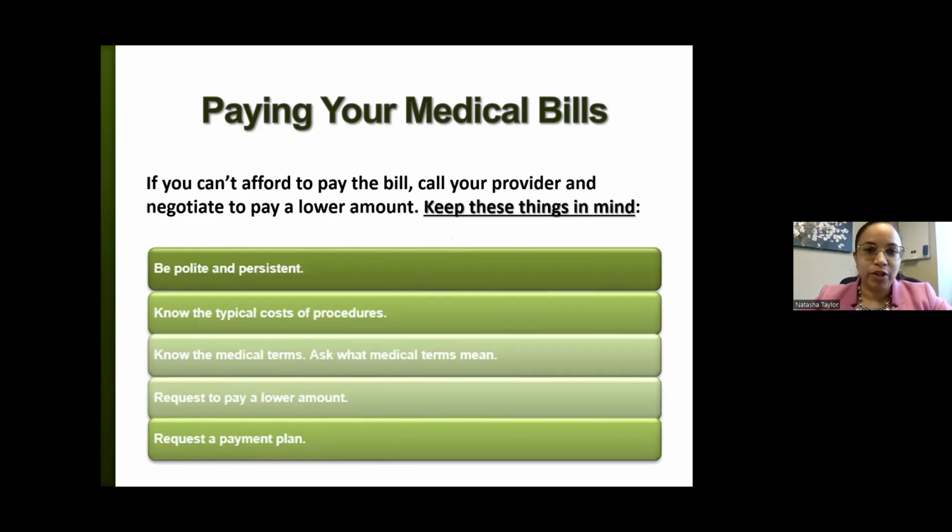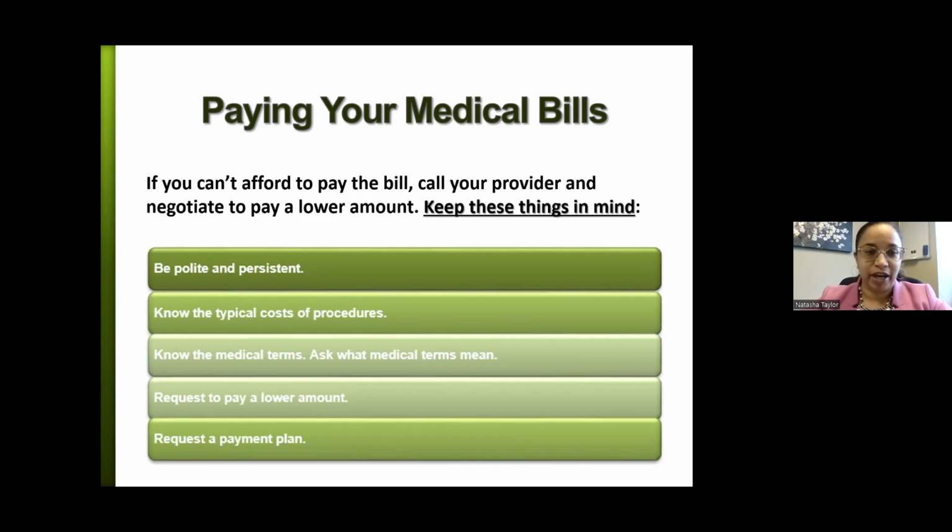If you cannot afford to pay the bill, again, call your provider, negotiate to pay a lower amount. When doing that, you want to be polite and persistent. Know the typical cost of procedures. If you have a question about the typical cost of procedures, again, Sarah gave you the number to our consumer hotline. We are always here to help you with that or refer you to resources that can help you in your area. You want to know the medical terms, and if you don't, it is fair for you to ask what the medical terms mean.